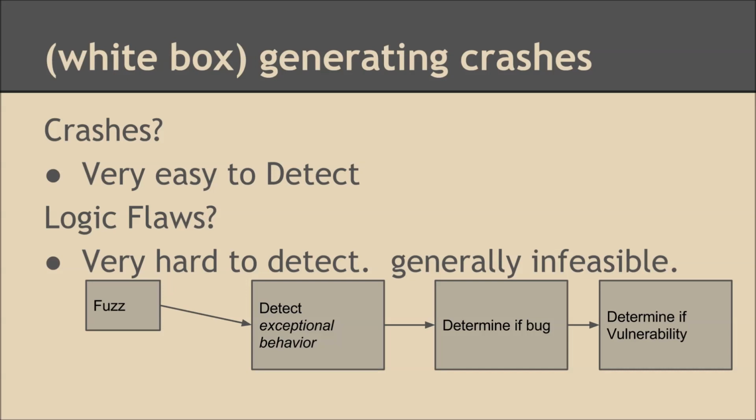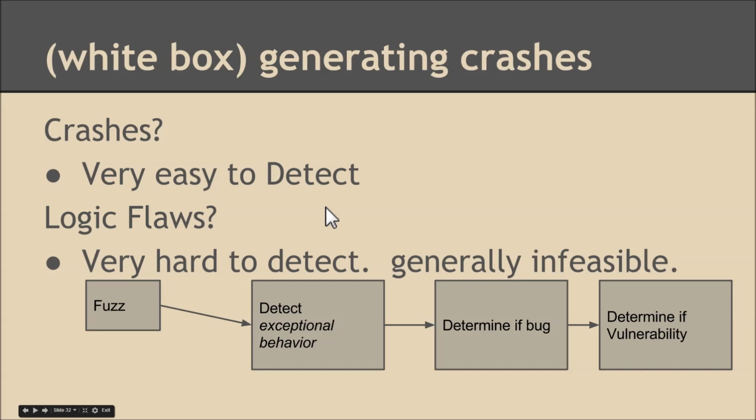For white box testing, you would have the source code. You'd be able to build it. You have the build tools. You have access to architecture. You can run it. And so in this sense, crashes, when you're looking for them, are very easy to detect. You basically fuzz something, you detect exceptional behavior, then you determine if it's a bug, you determine if it's a vulnerability, and we'll get into this.